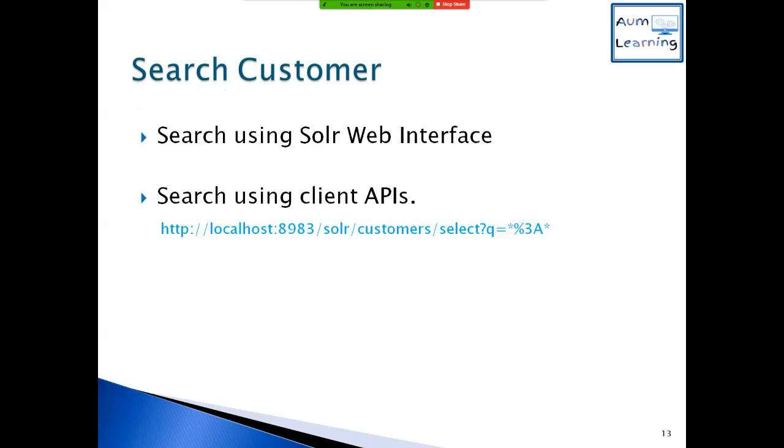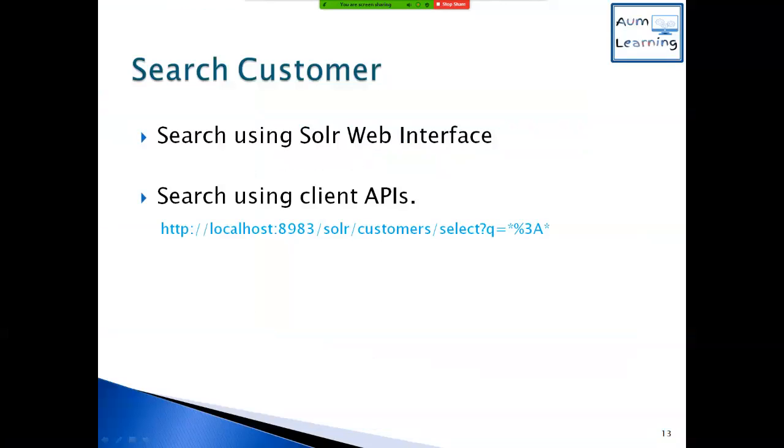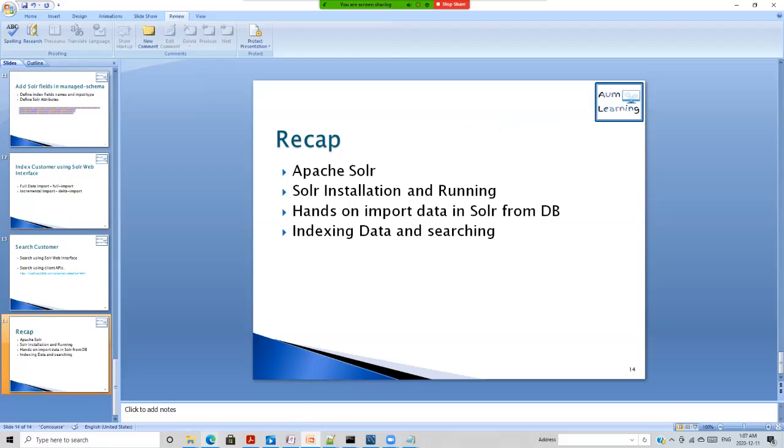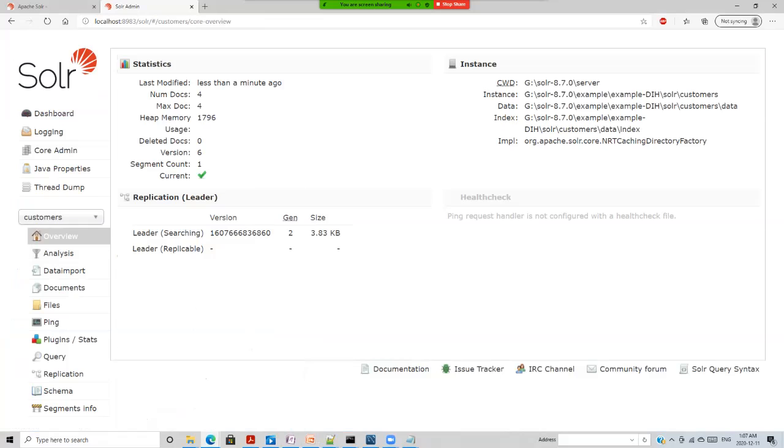Now we can search customer. The two ways we can search customer are using the Solr web interface or the Solr REST APIs. Let's see the web interface first. If I go back to the overview page, you see it's now showing the number of documents indexed is 4. This 4 is nothing but the 4 records which we created earlier in the database.